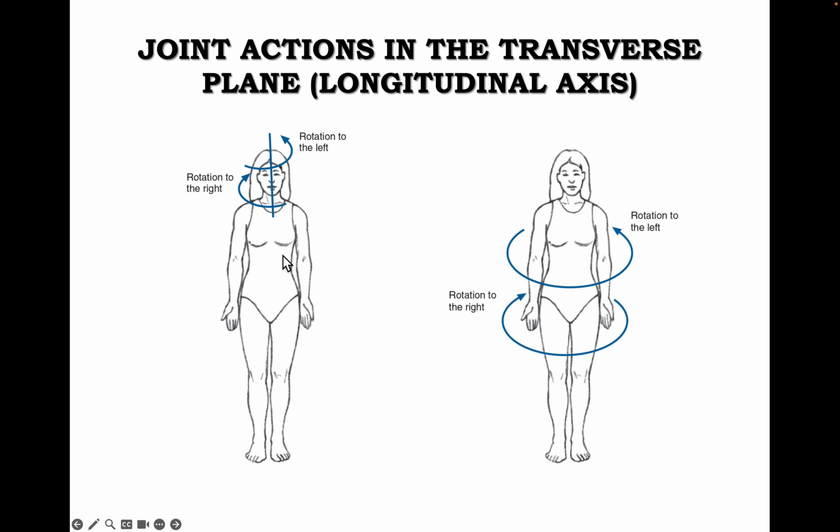All right, same twisting movements in that transverse plane, the longitudinal axis of rotation, can occur in the neck and in the torso. So if I twist my head left and right, shaking my head no, that would be a transverse plane movement going about the longitudinal axis of rotation. Likewise, twisting my torso, same thing.